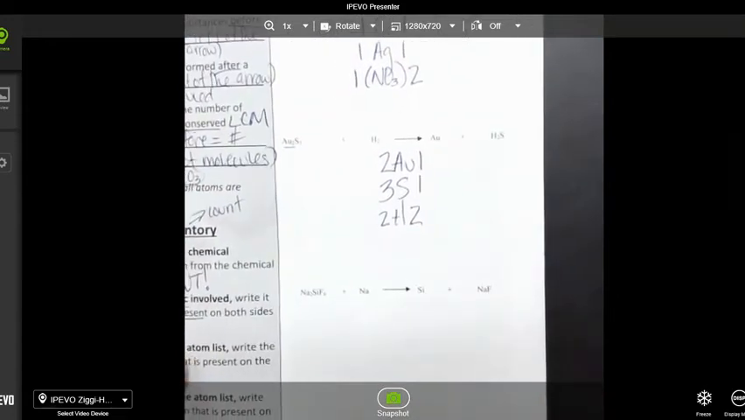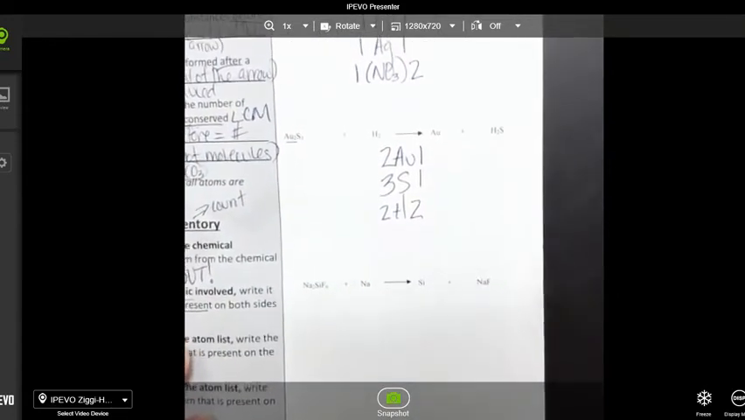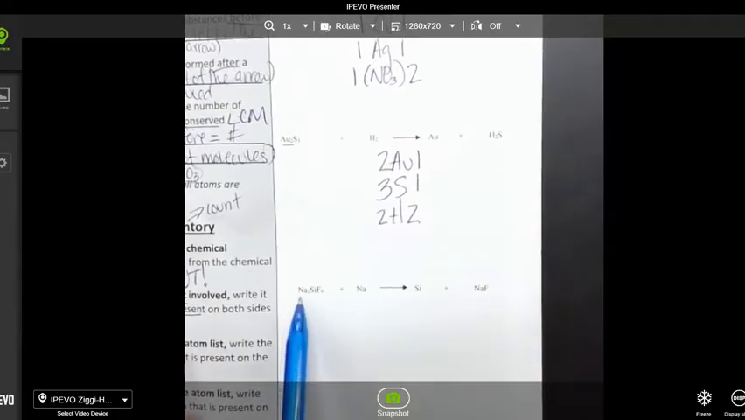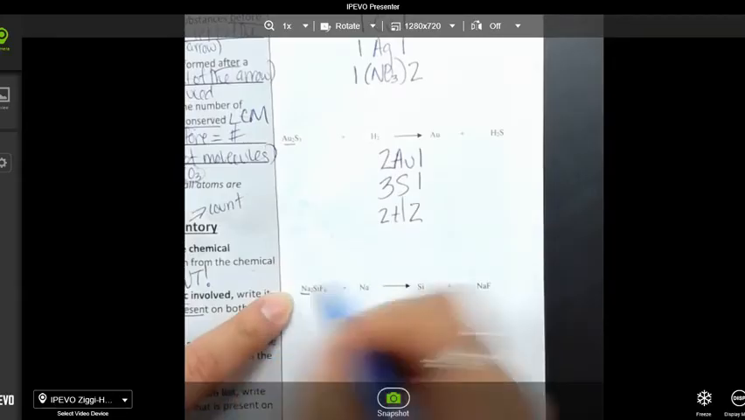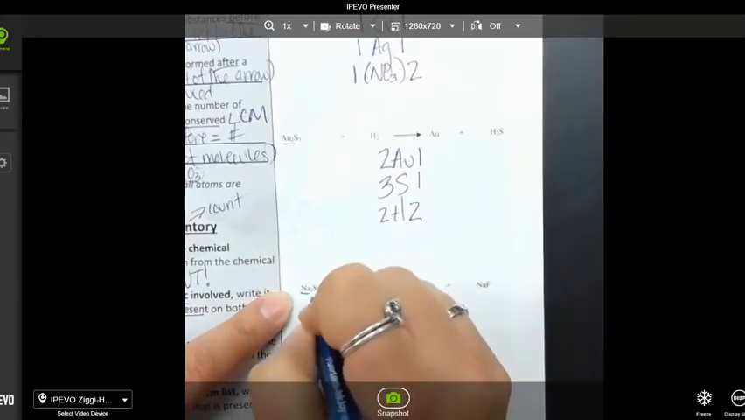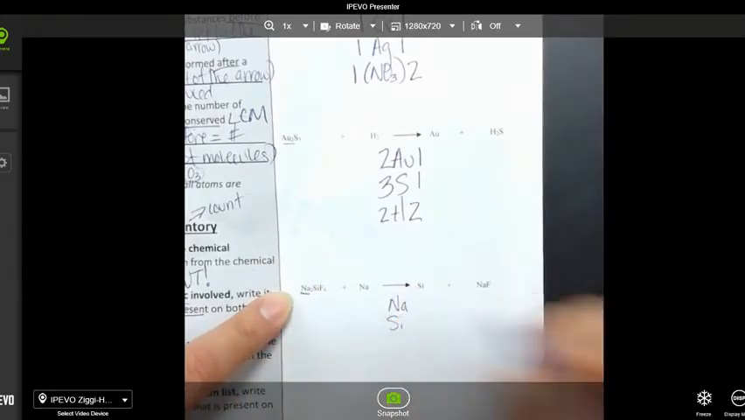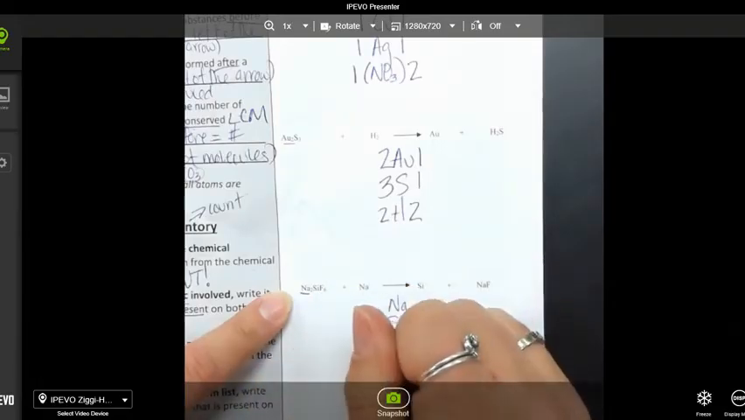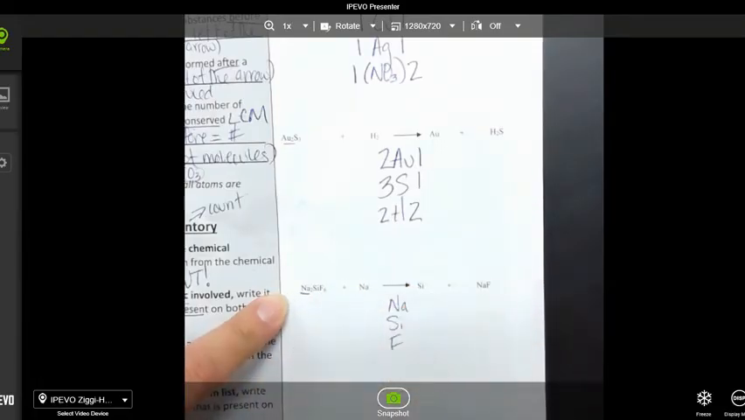All right, and last but not least, we have these compounds here. Okay, so what's my first atom? Sodium. My next atom is silicon. And then my next atom is fluorine. Now, sodium is listed again. So do you think I need to list sodium again?